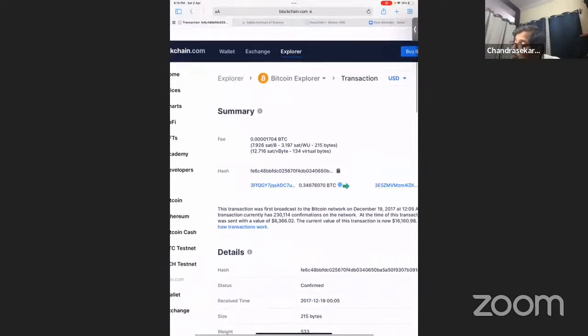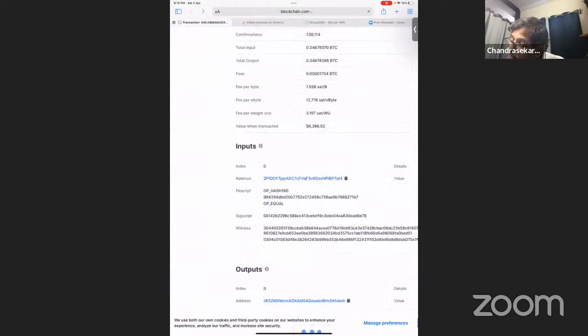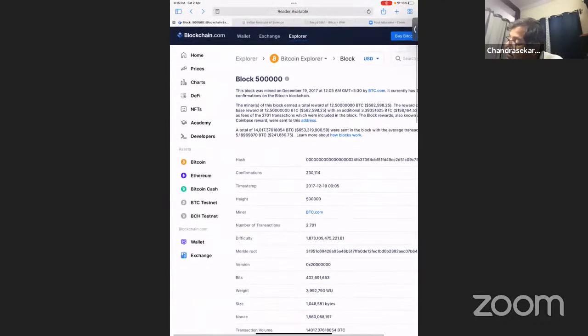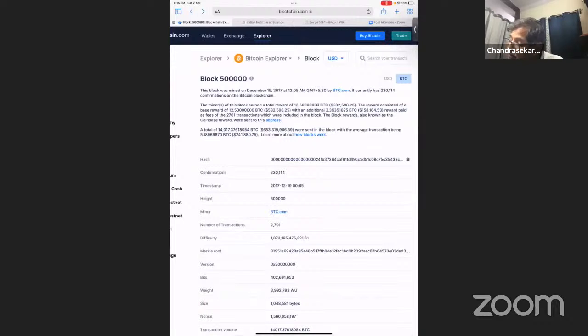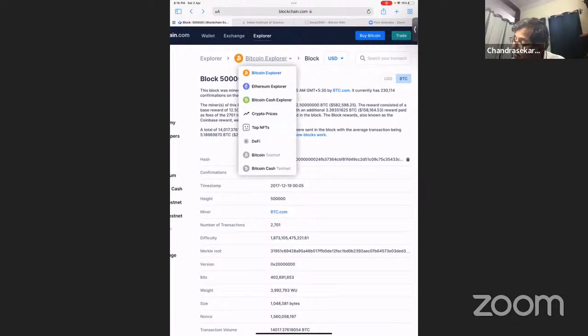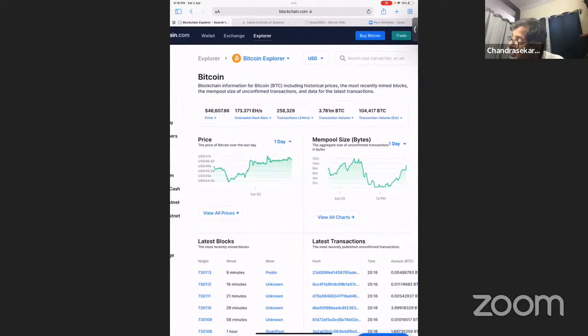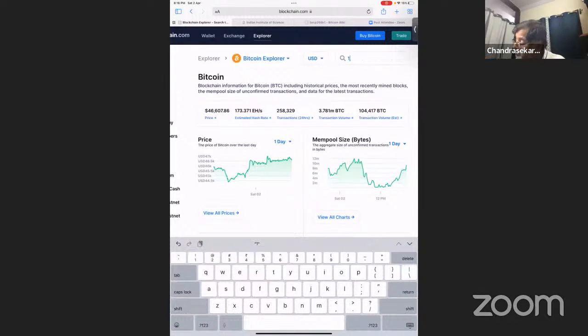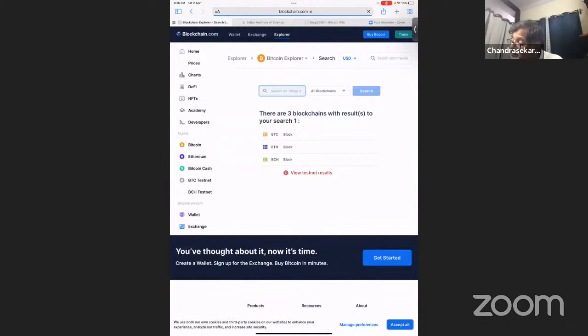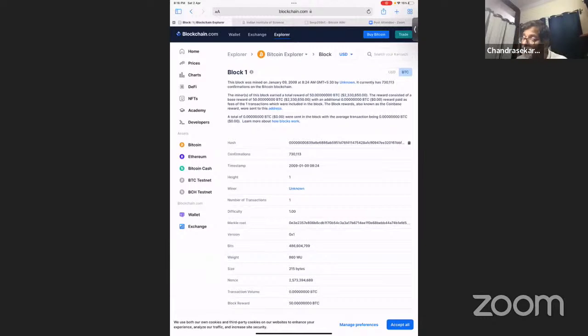If you want to go to the Genesis block, all you have to do is go to the Explorer and search. You go to the Bitcoin Explorer, not Ethereum, Bitcoin Explorer. Okay, search. Okay, Bitcoin. This is block 1. Okay, this is the Genesis block. So you can type 1 and you get to block 1.